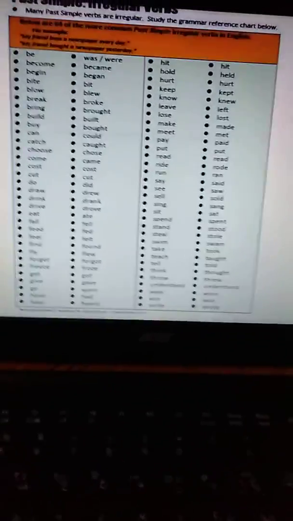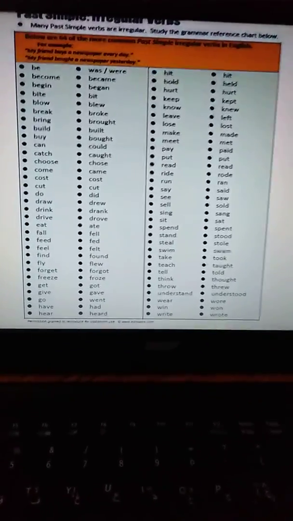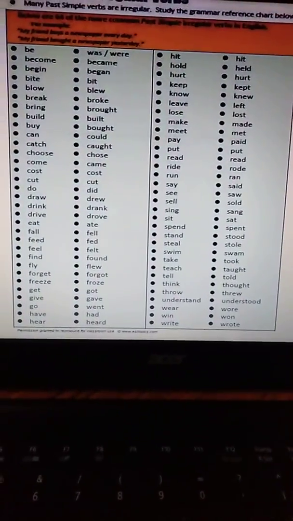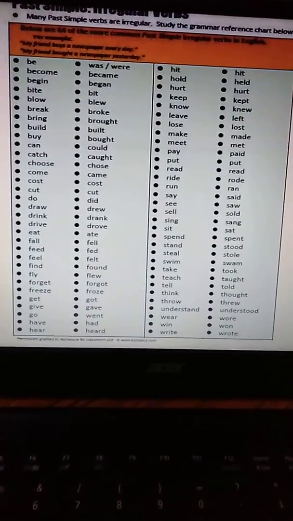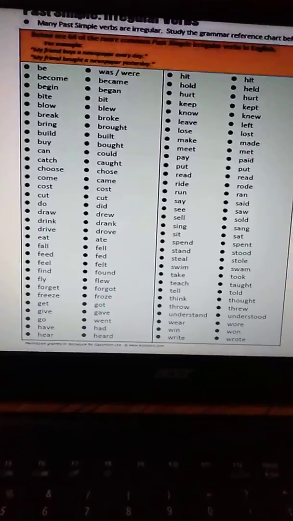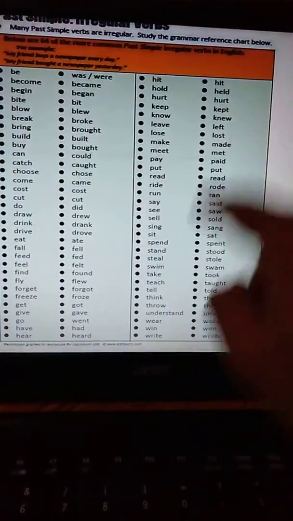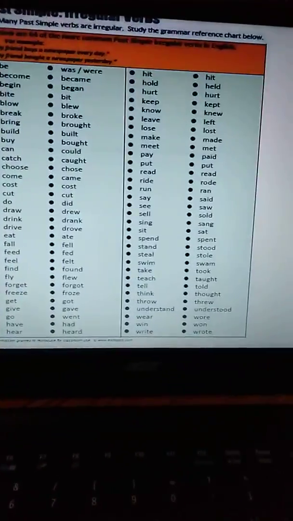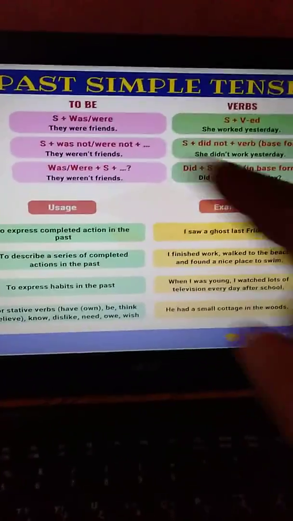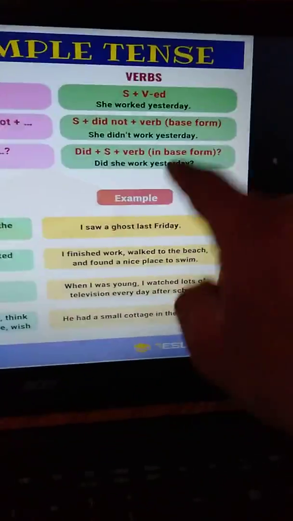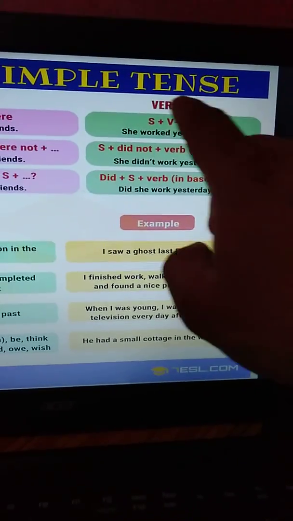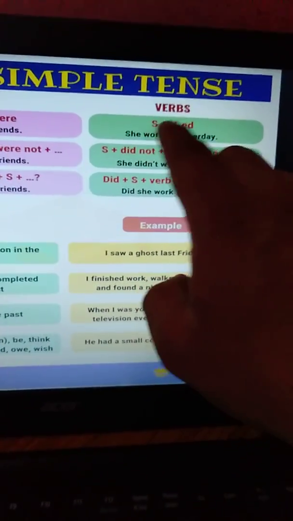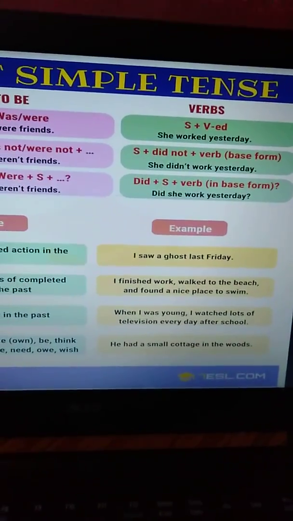And here is a list of irregular verbs that I'm going to send you, of course, on Facebook and in the virtual classrooms, all right? So this is a list. Look, these verbs, if they are in the past, they go with these rules, the same. If we say a subject plus a verb with ed, this is a regular verb. We can say also subject plus irregular verb, no problem, okay?